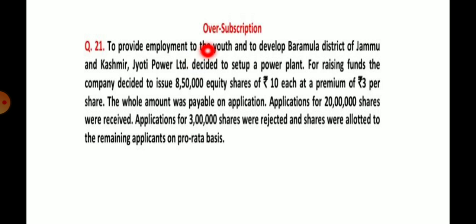To provide employment to the youth and develop Baramulla district of Jammu and Kashmir, Jyoti Power Limited decided to set up a power plant. For raising funds, the company decided to issue 8,50,000 equity shares of rupees 10 each at a premium of 3 per share. The whole amount is payable on application. Applications for 20 lakh shares were received, and the applications for 3 lakh shares were rejected, and the shares were allotted to the remaining applicants on a pro rata basis.